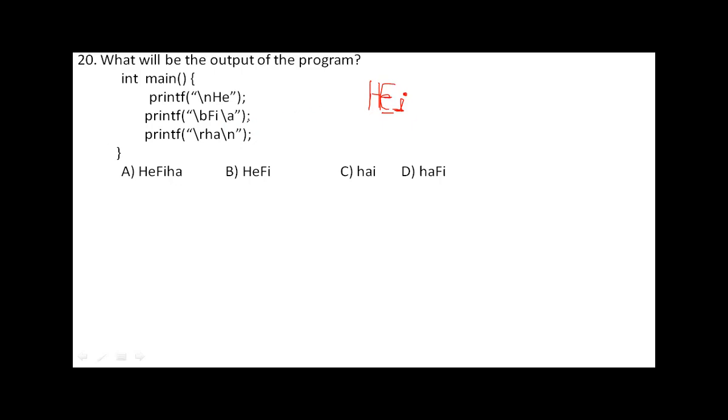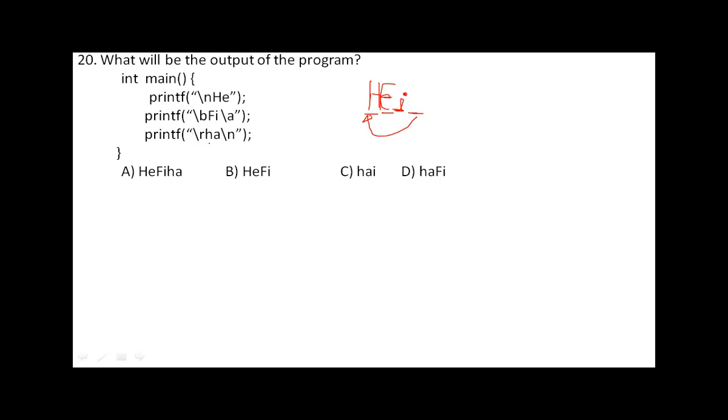After printing this, a bell will be ringing there. This is nothing to do with the output here. Then printf R \r. After this the cursor will be waiting here. \r indicates carriage return. Carriage return means the cursor directly comes to the first position, where H is the letter here.